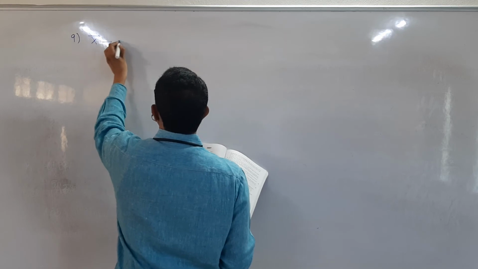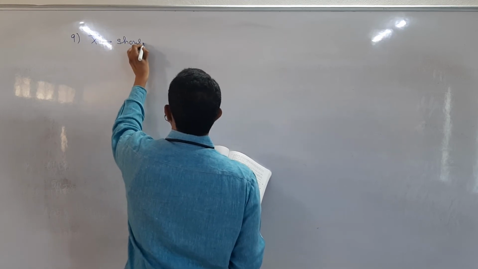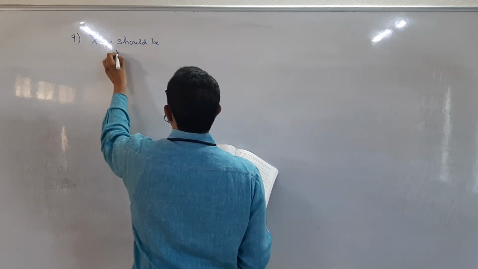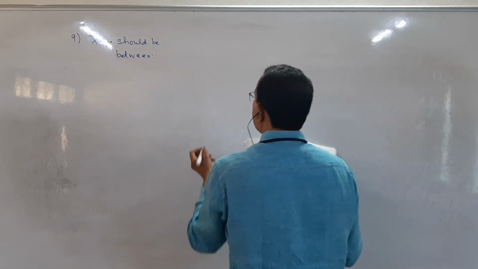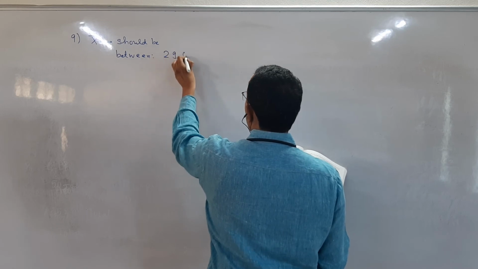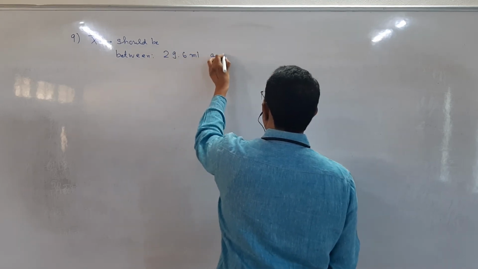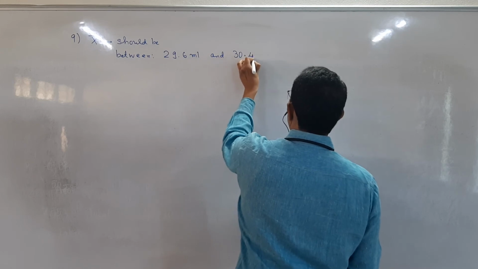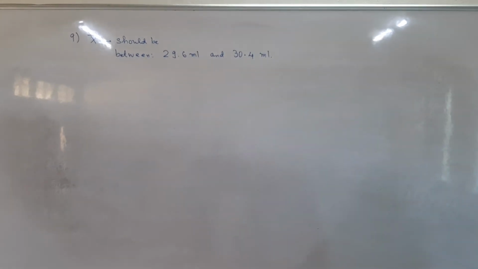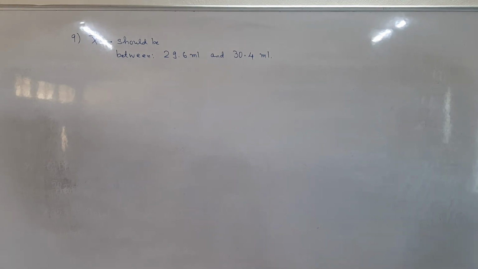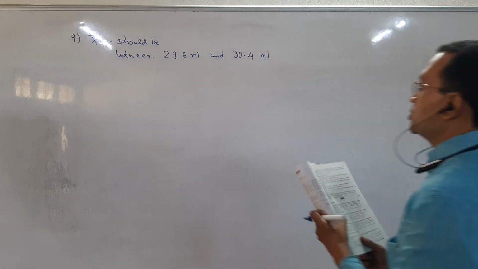Mean x bar should be between 29.6 ml and 30.4 ml. Now the 7 bottles were tested with the following perfume content. Is the machine working properly or not? We will find the mean of these 7 observations.